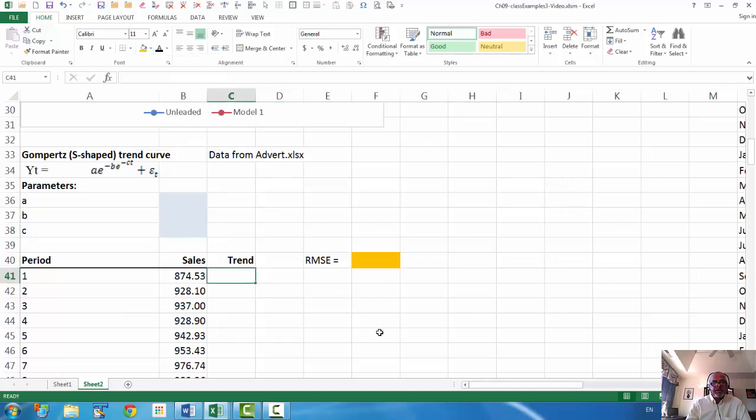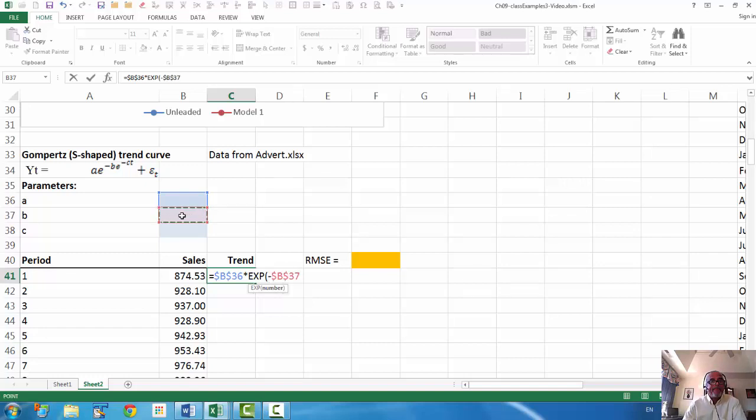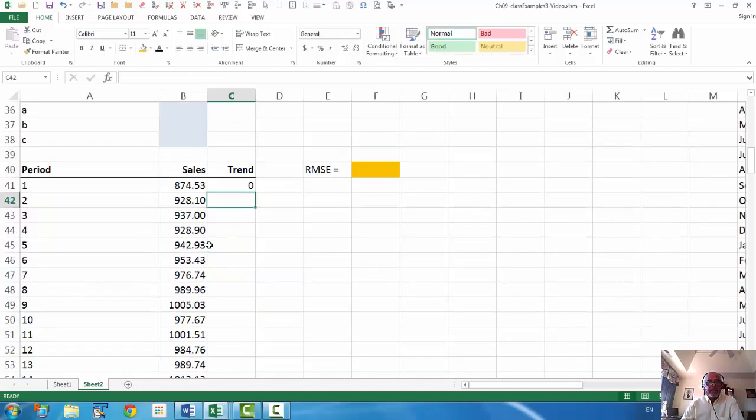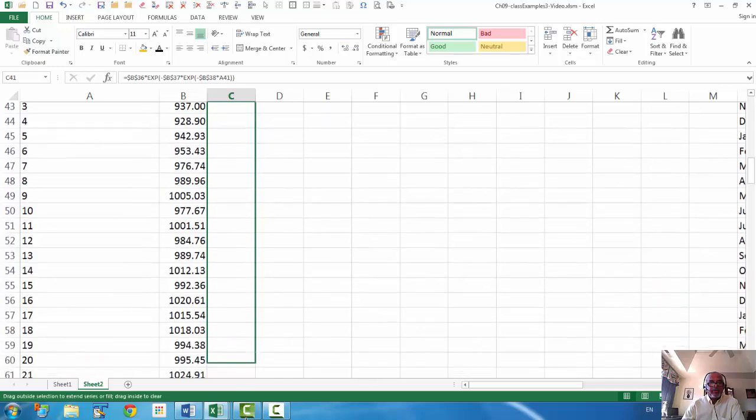Okay, let's first set the trend up. Alpha or A, make that an absolute reference, times EXP minus B, absolute reference that, times EXP minus the C parameter times T, which is over here. So that's the trend. Copy that.